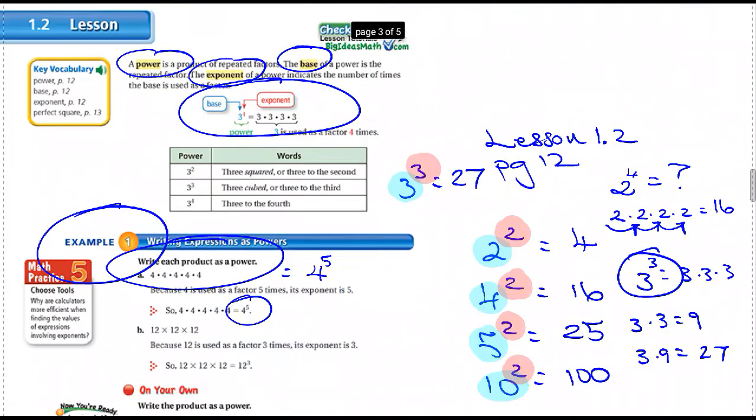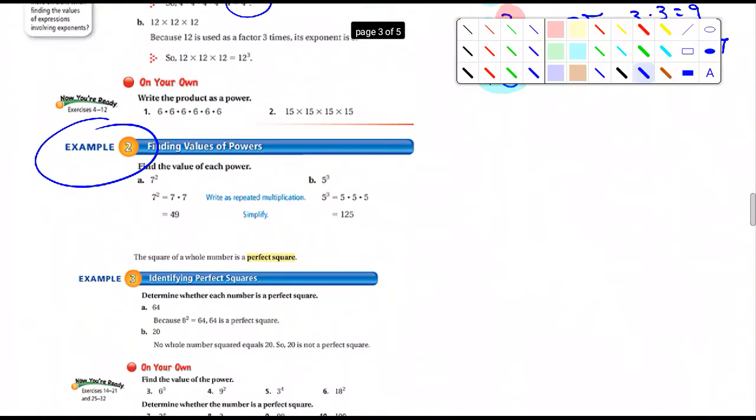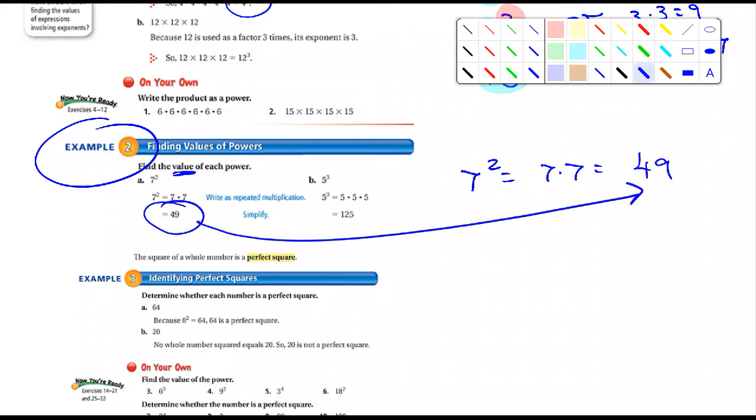All right. Let's move down a little bit further. Example number 2 I'm looking at. It says find the value of each power. Well, 7 squared equals 7 times 7. What's 7 times 7? 14? No, that's 7 plus 7. We're talking about exponents. We're multiplying those numbers together. Look at B here. You don't have to write these down because they're in your book.